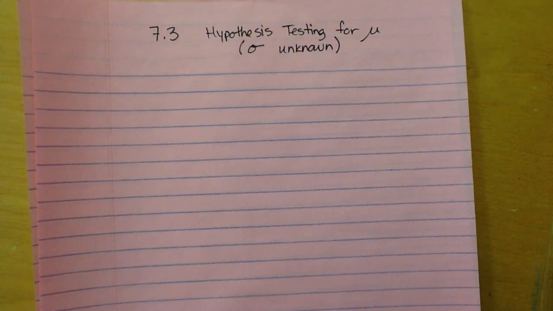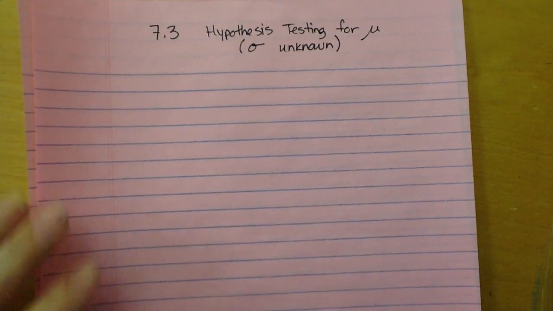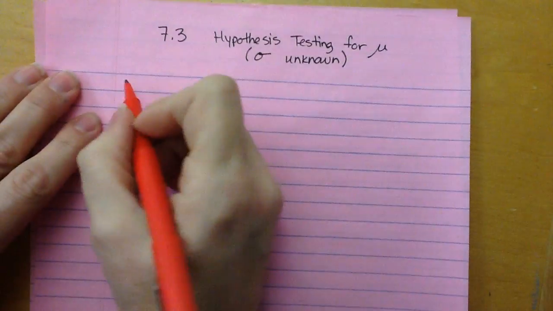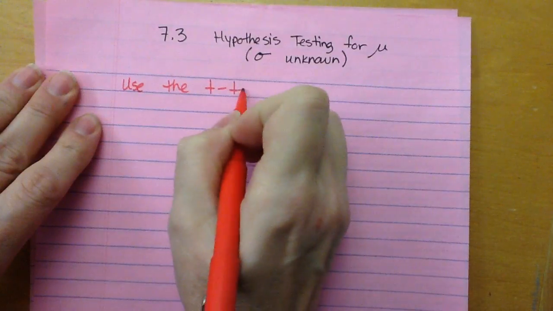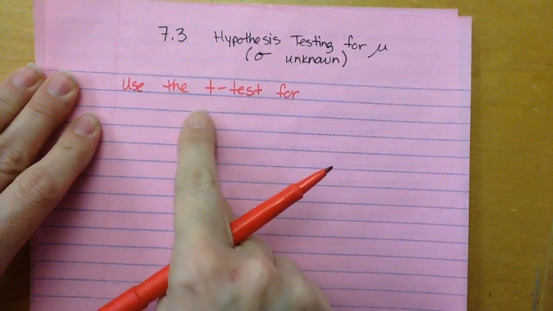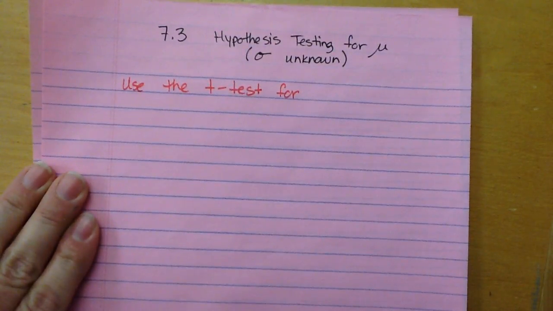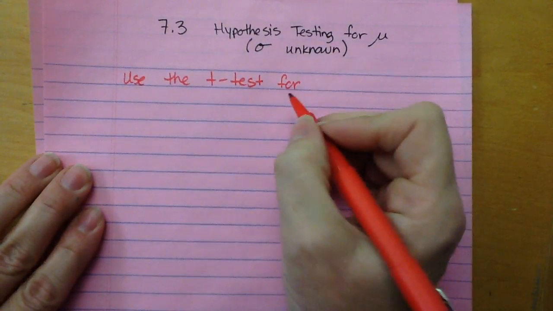Section 3 is going to be about hypothesis testing for population mean when population standard deviation is unknown. So what we're going to do is use a t-test. I'm just going to start us out with the directions on how to do this. We're using a t-test because we have to use t-scores since we don't know sigma. Remember from confidence intervals, that was the statistic we used.